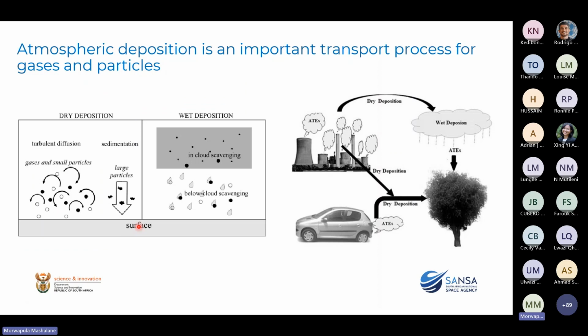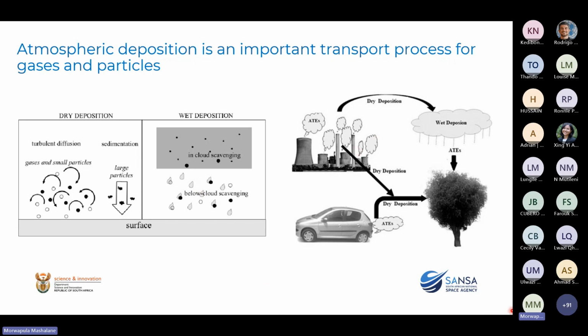The beauty is that these pollutants can be removed from the atmosphere through two processes. First, the dry deposition process, where gases or particles fall directly back to the surface of the earth, depending on gravity and the size of the particles. Then we have wet deposition, where the pollutants scavenge water vapor in the atmosphere and form clouds, and then come down as acid rain. Obviously they then impact on the water quality that was presented by a previous speaker.